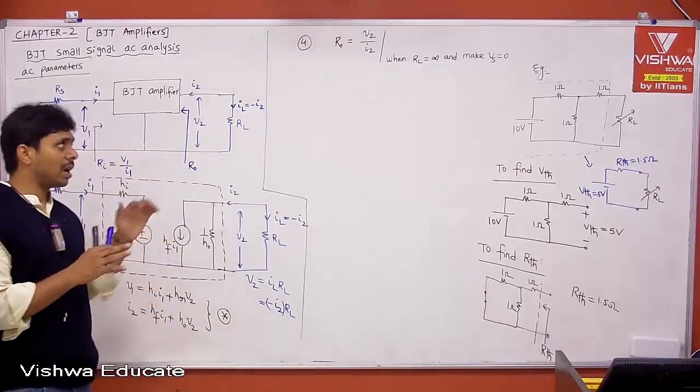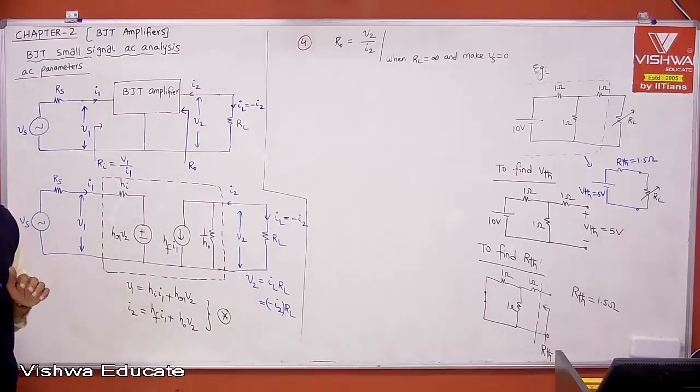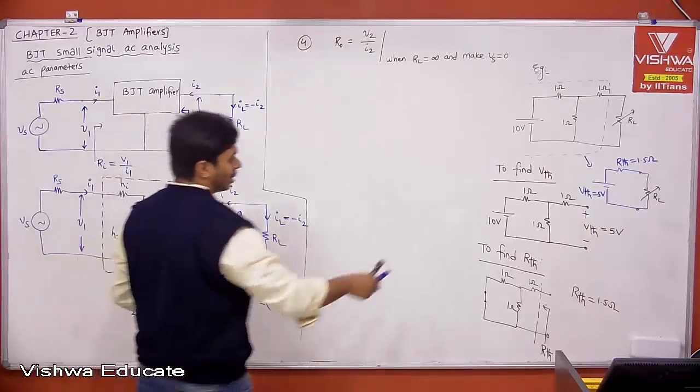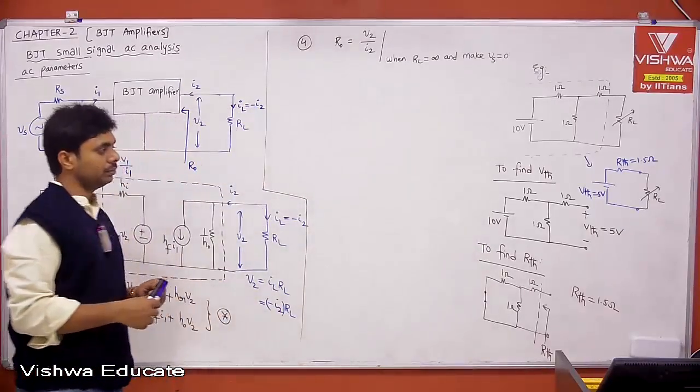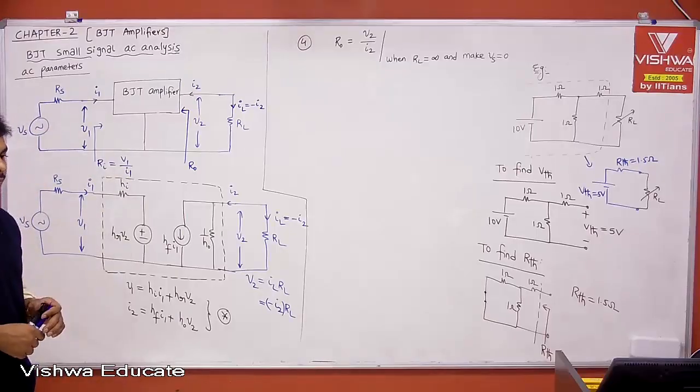Write down. This is the parameter which is tricky, which is not straightforward. But if you understand it, that is straightforward. Okay. Take that example. Now I'll explain the reason why we are making the 10 volts to ground, or 10 volts to short circuit.